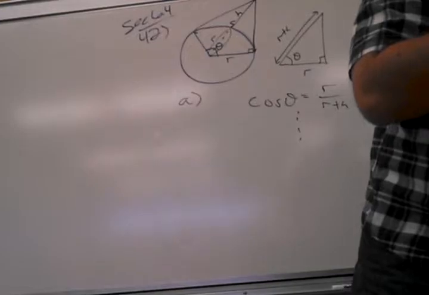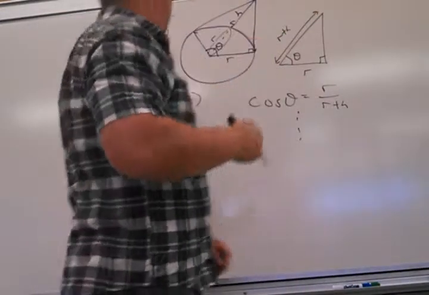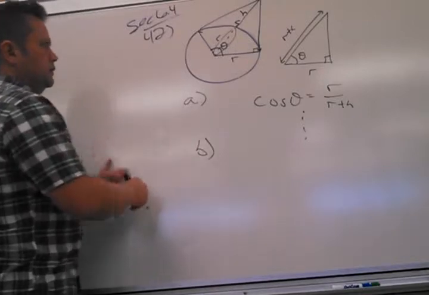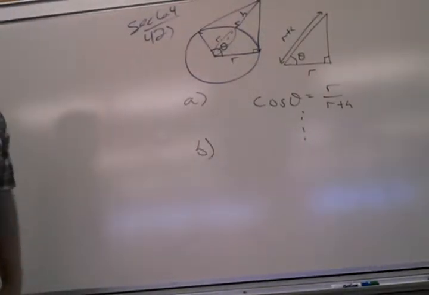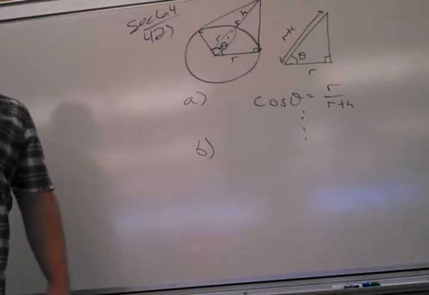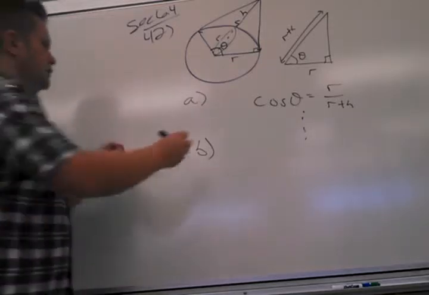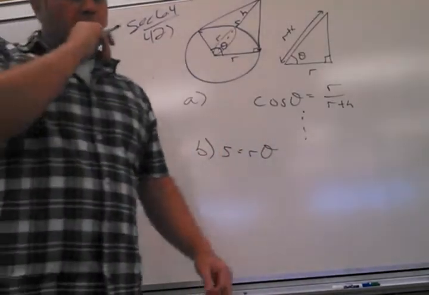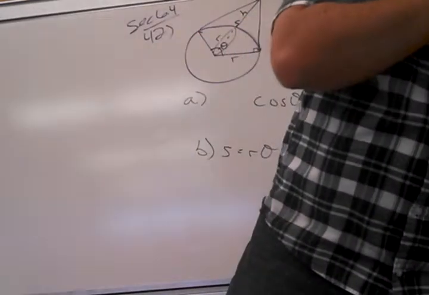Part B says express the distance S as a function of theta, and that's easy enough. I don't know why they made it its own separate thing. What's S in terms of theta? What's the formula for S in general? Yeah, S equals R theta. I guess part C, they're going to do something with the two of those.